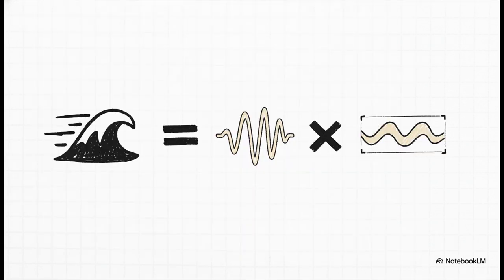And this brings us to the universal wave equation. Now, don't let the algebra intimidate you here. It's actually beautifully simple. It just states that the velocity of sound, v, is equal to how fast the wave vibrates, its frequency, f, multiplied by the physical length of the wave, which we call lambda. It is literally the master key to understanding how sound travels.